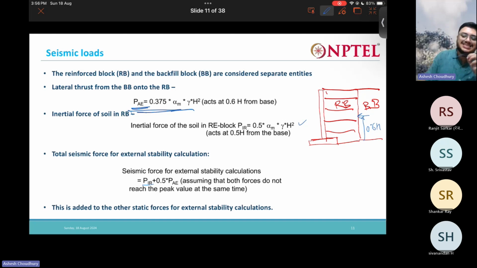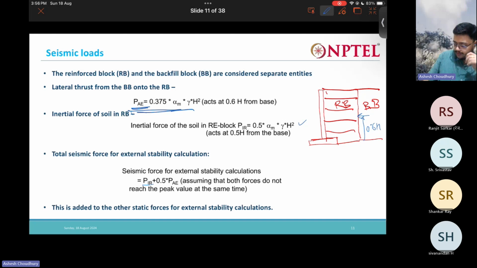This is added to your previous overturning calculation and sliding stability calculation. There you considered some horizontal loads, for which you considered the sliding force and the overturning moment. There you have to incorporate these seismic loads also.